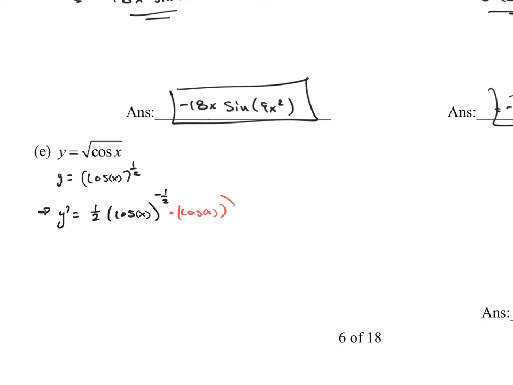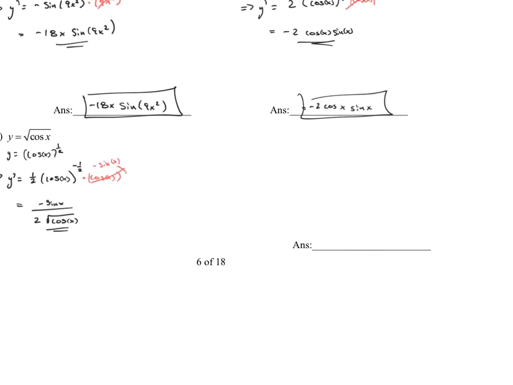Well, the inside is cosine of x, and the derivative of cosine of x would be negative sine of x. So I'm going to clean this up. I'm going to do a lot of steps in one. On top, it looks like I have the negative sine of x. And on bottom, I'd have a 2, and then dropping that cosine of x into the denominator would be cosine of x to the 1/2, which is the same thing as the square root of cosine of x. So what I'm getting is negative sine of x over 2 times the square root of cosine of x. And there it is.